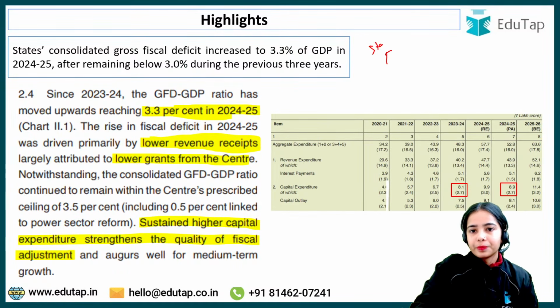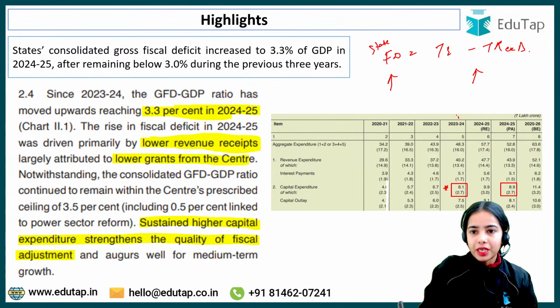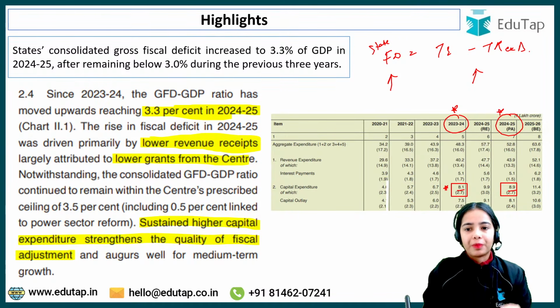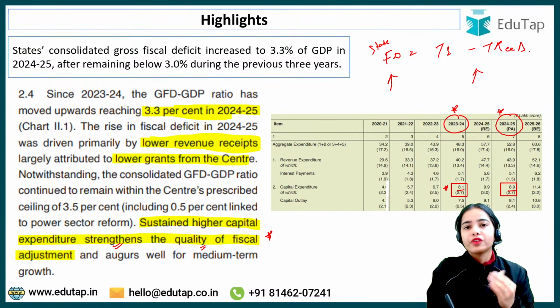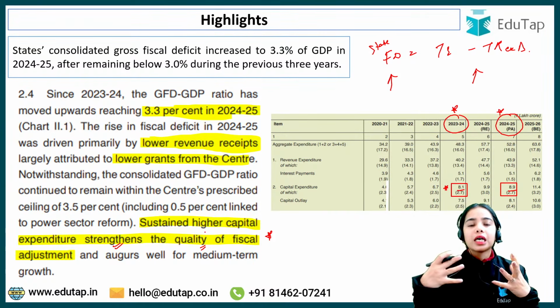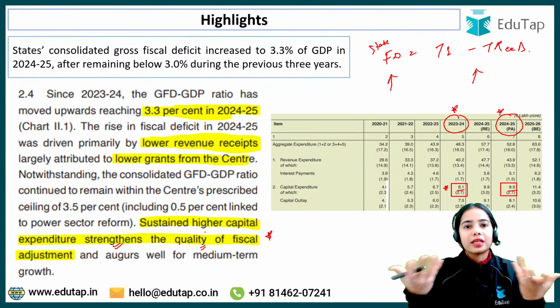Now the state fiscal deficit is higher, and the total expenditure to total receipts excluding borrowing is higher, right? But here you can see that the capital expenditure has increased from 2023-24 to 2024-25, from 8.1 lakh crores to 8.9 lakh crores. So there is sustained higher capital expenditure that strengthens the quality of the fiscal adjustment, the quality of the fiscal expenditure that the government is doing.